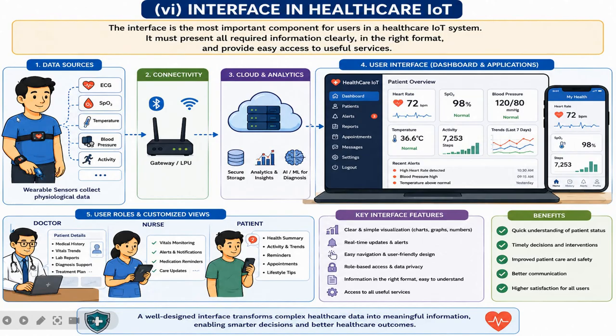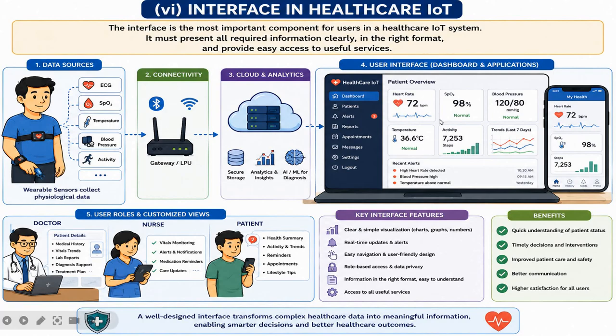Now, here again you can see that the patient is equipped with some wearable sensors which are attached to the body, which continuously collect physiological data such as heart rate, oxygen, temperature, blood pressure, and physical activity. Then these sensors generate the health data, and that is transmitted through a gateway or the local processing unit here. And the data is then sent to the cloud servers, where it is stored, analyzed, and processed using analytics and artificial intelligence techniques.